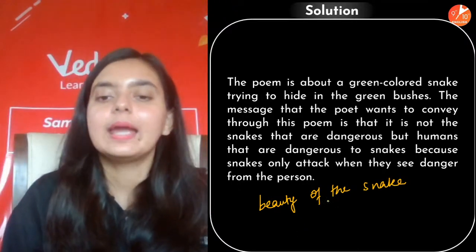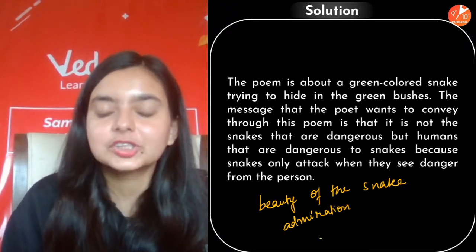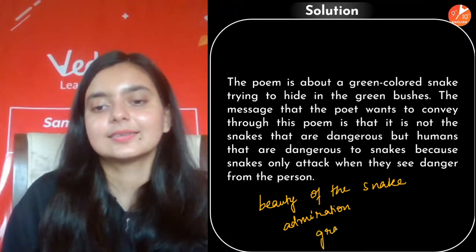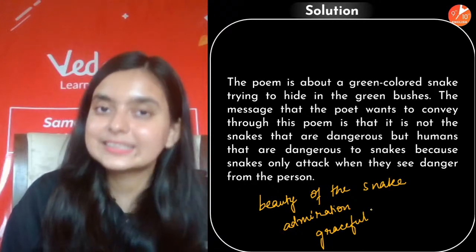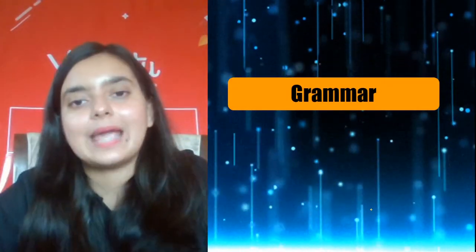Okay, so that is also important. So admiration. We should look at the snake with admiration. We should admire the beauty and the grace. The snake appeared to be graceful, right? So all of these are also points that need to be added.